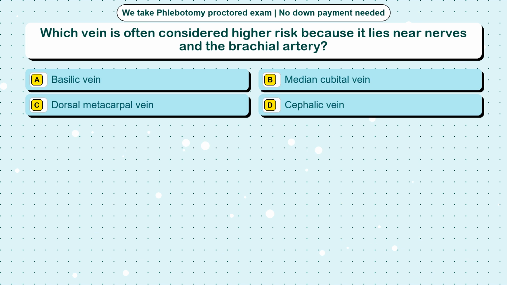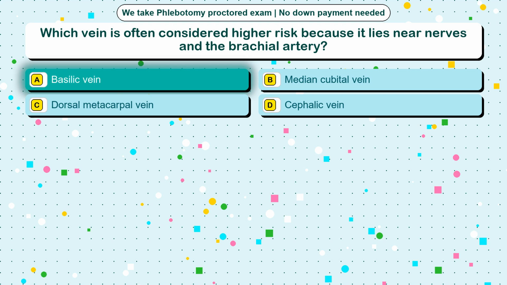Question 26. Which vein is often considered higher risk because it lies near nerves in the brachial artery? Option A. Basilic vein. Option B. Median cubital vein. Option C. Dorsal metacarpal vein. Option D. Cephalic vein. The correct answer is option A.